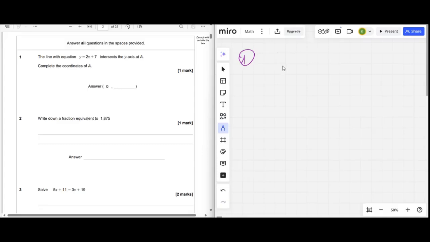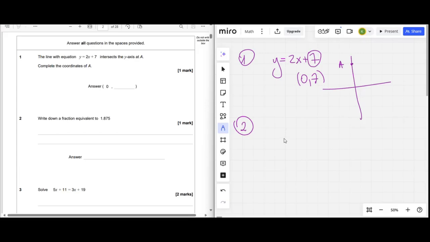Mamy w pierwszym zadaniu the line with equation y equals 2x plus 7 intersects the y-axis at point A. What are the coordinates of A? 0, 7. Yes. Because of that 7 here. Yes. Subcio.